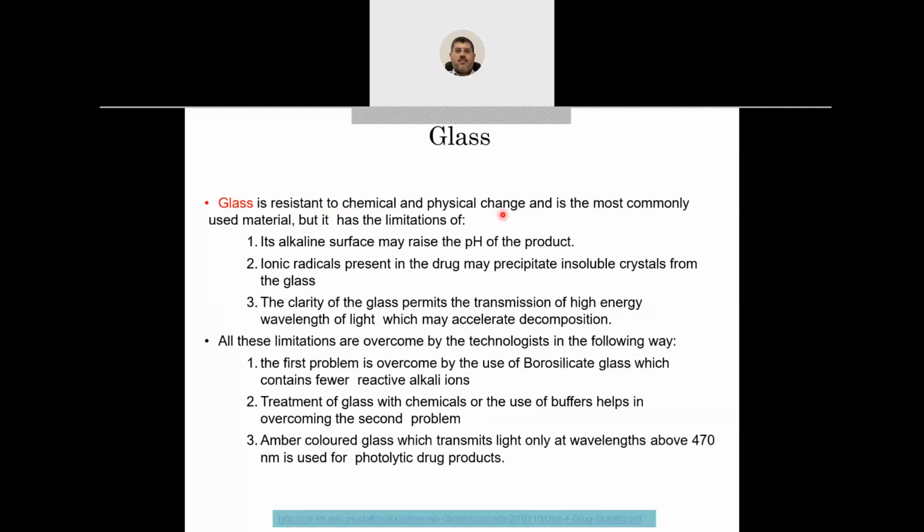Glass is a good material, it is resistant to chemical and physical change, and it is the most commonly used material, but there are different types of glass. Some may have an alkaline surface that may raise the pH of the product. Ionic radicals present in the drug may precipitate insoluble crystals from the glass. The clarity of the glass permits transmission of high energy wavelengths of light, which may accelerate decomposition, because this is always the case with the normal type of glass.